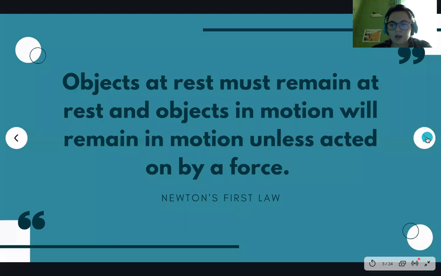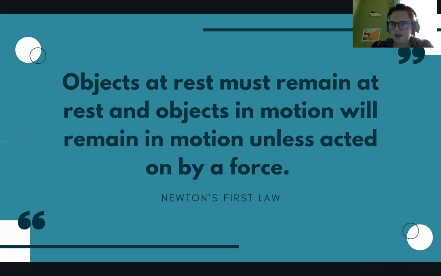Okay, so we have been going over Newton's first law, and we're kind of moving into the second one now. Just as a reminder, Newton's first law is objects at rest must remain at rest, and objects in motion will remain in motion unless acted on by a force. Okay? So basically, if I have a book on the table, it's not going to move. If I move it, it will move. If some other force is applied to it, it will move. It will not inherently move on its own.